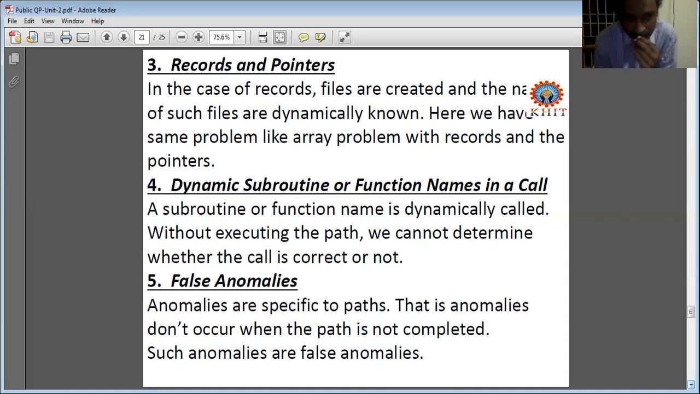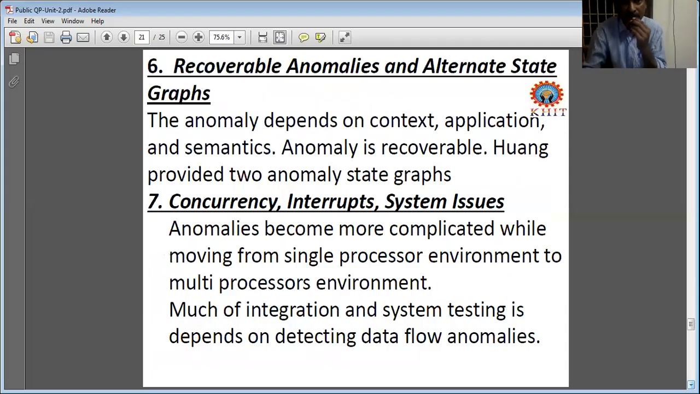That is, anomalies do not occur when the path is not completed. Such anomalies are false anomalies. Then recoverable anomalies and alternate state graphs. The anomaly depends on the context, application, and semantics. An anomaly is recoverable on the provided two anomaly state graphs.